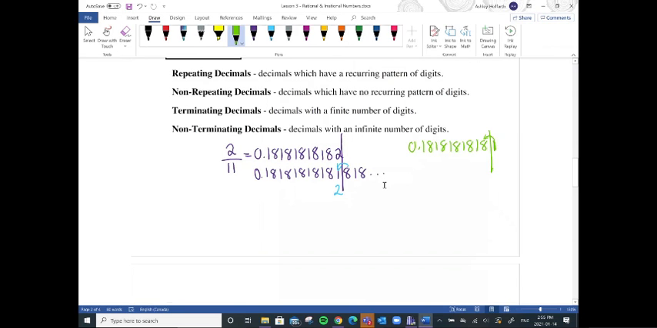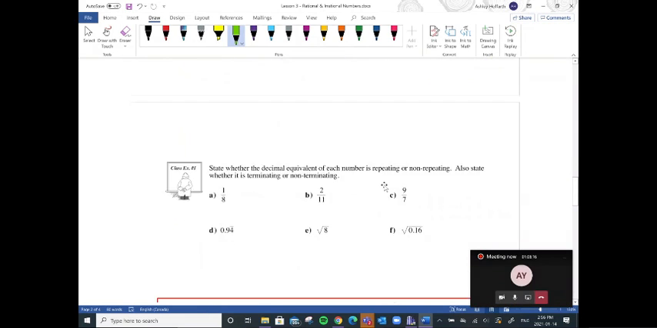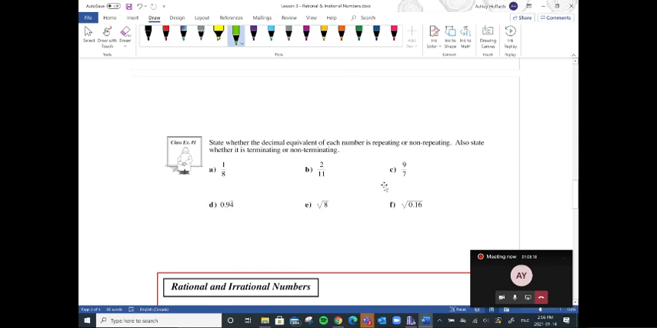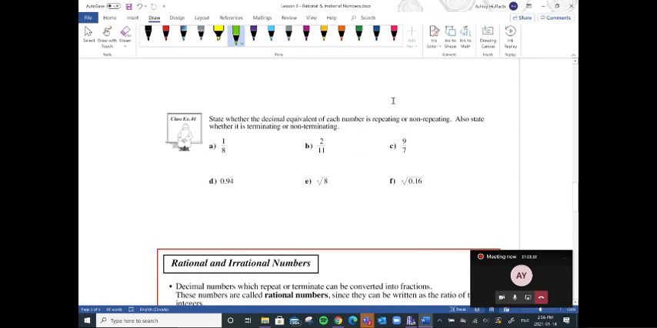Okay, perfect. So at the bottom of page 17, there's this question here. All we're going to do is divide these fractions to find the decimal, or find the square root to look at the decimal, and determine whether it is repeating or non-repeating, and terminating or non-terminating. Just like what we were doing there, we already looked at 2 over 11.